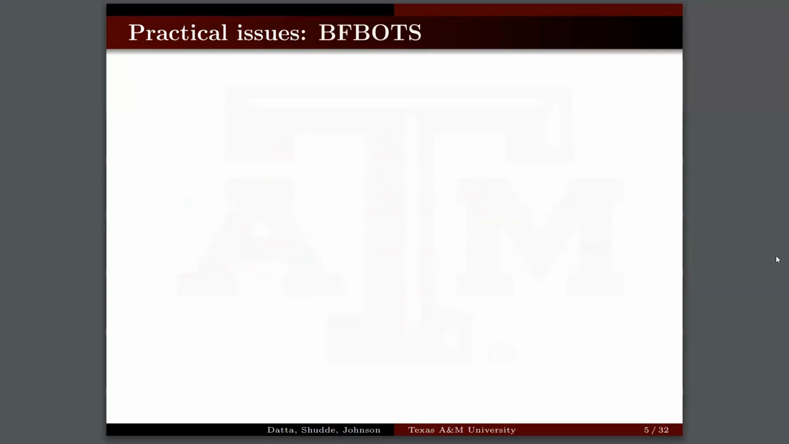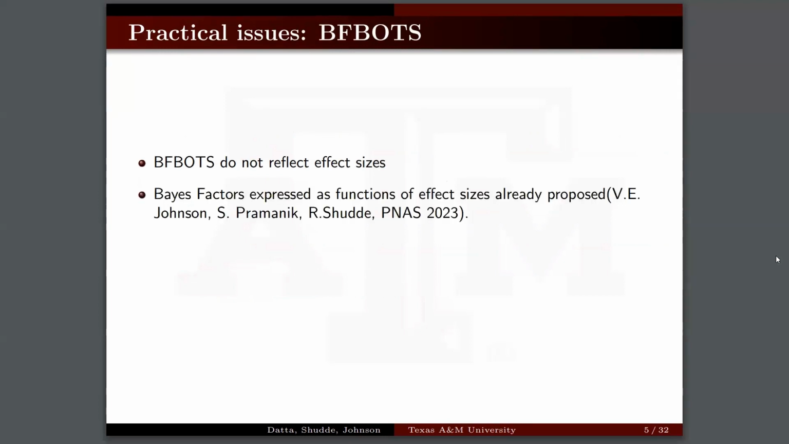But there is another issue with it, which is that it does not yet reflect the effect size. So that's the main drawback of the Bayes factor based on test statistics. Dr. Johnson, Sandy, and Rachel dealt with this problem in a paper that was recently published in PNAS, where they expressed Bayes factors based on test statistics as functions of the effect sizes.